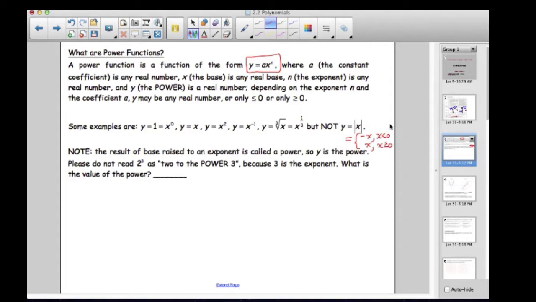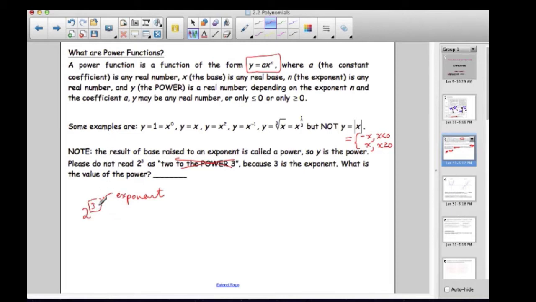So this is not a power function. Just a notation thing. We often see something like 2 to the 3, and we call it 2 to the power 3. We don't read this as 2 to the power 3 because the number up here is an exponent. We can read it as 2 to the exponent 3, or simply 2 to the 3, or 2 cubed.